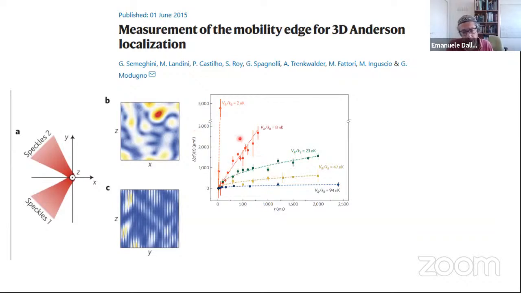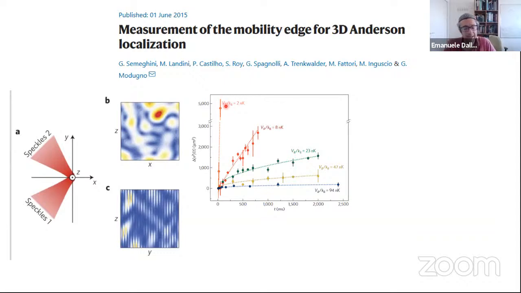While when you have this disordered potential, the wave function expands much slower, and the larger the potential is, the slower. Here the potential is given in units of temperature. This is because at the end of the paper they also studied the dependence on the temperature of the BEC. That's why it is useful to express energies in terms of temperatures. But just think of it as the potential.